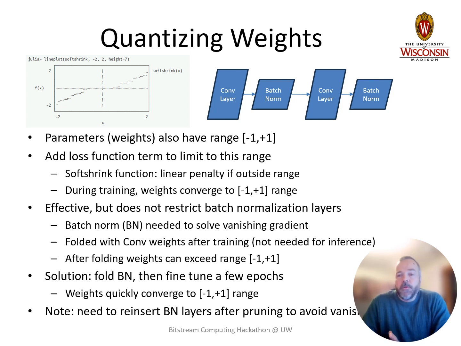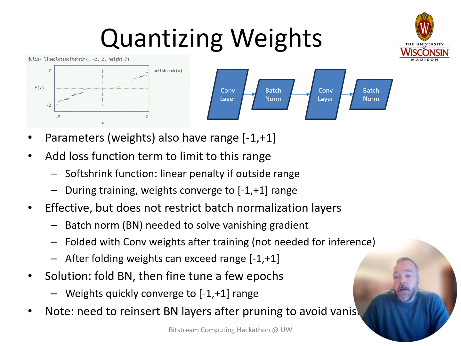And so once we've done this folding, unfortunately, we're now back in the situation that even though the original weights in the convolutional layers were in the proper range of -1 to +1, once we apply this folding transformation, they're no longer in that range, or at least they're not guaranteed to be in that range.